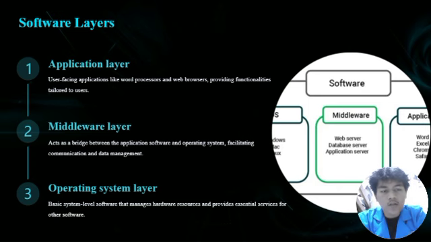Software layers. Number one, application layer, user-facing applications like web browsers, providing functionality tailored for the user. Number two, middleware layer, a hybrid between the application software and operating system, facilitating communication and data management. Number three, operating system layer, basic system-level software to manage hardware and users and provide essential services for other software.